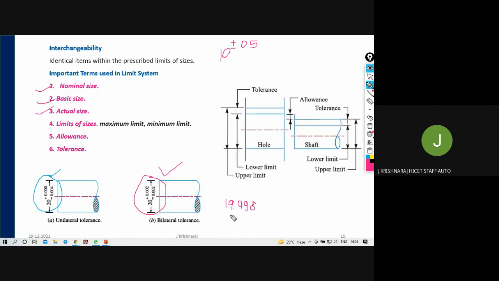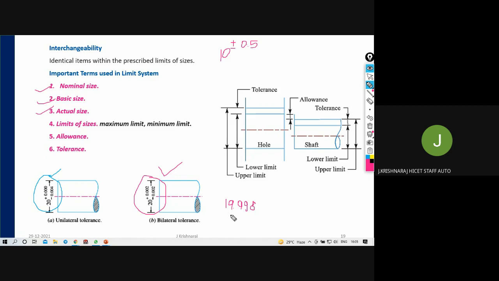So I can tolerate the machined or produced component with a tolerance of this much value. The algebraic difference between the upper limit and the lower limit is called tolerance. This tolerance has two divisions: unilateral tolerance and bilateral tolerance. Uni means single, bi means two, so keep this in mind. Unilateral means either positive or negative, any one direction.